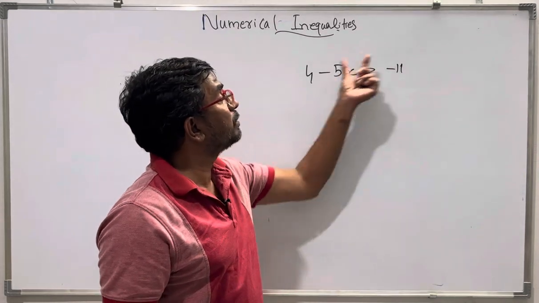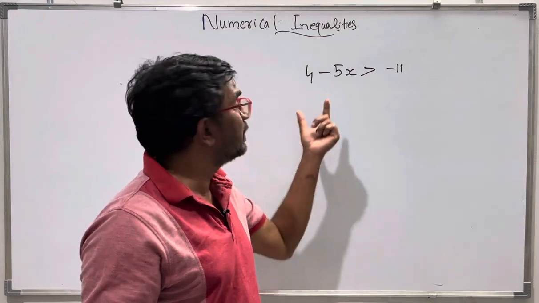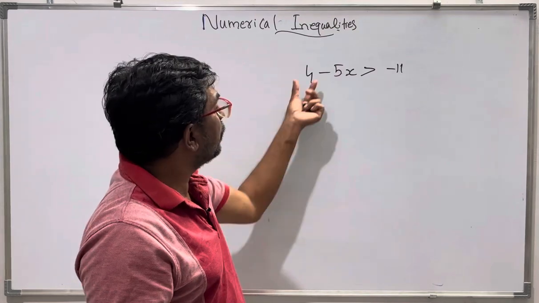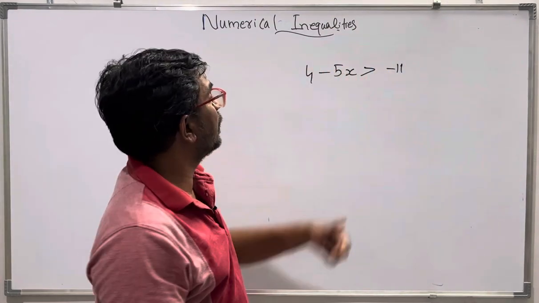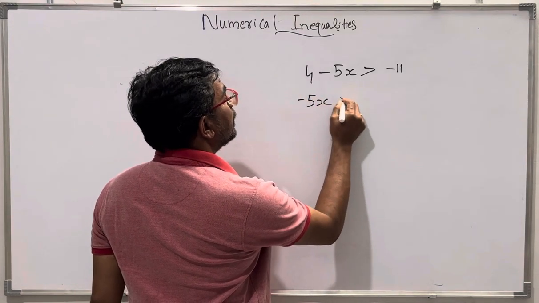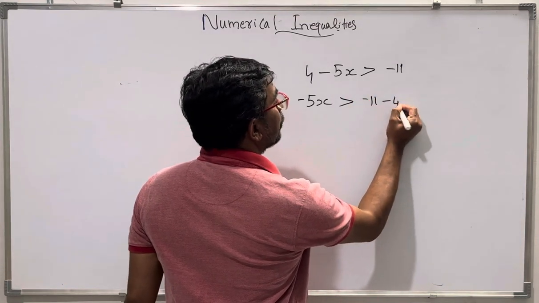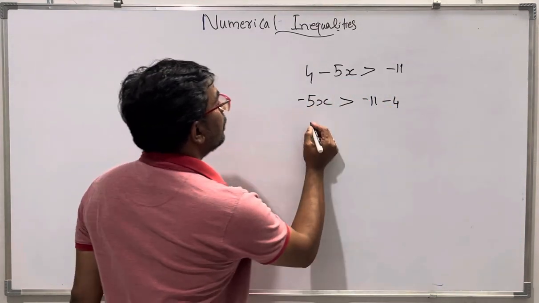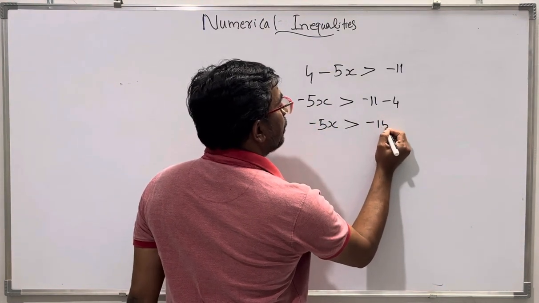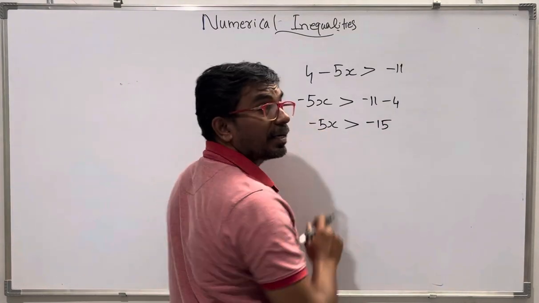I can take this minus 5x to that side and minus 11 to this side, or it's equivalent to adding 5x on both sides. Or you can take this 4 to that side. Okay, I'll take this 4 to that side. Like in an equation you can solve, minus 5x greater than minus 11 minus 4 when you took it to that side. So this will become minus 5x greater than minus 15.